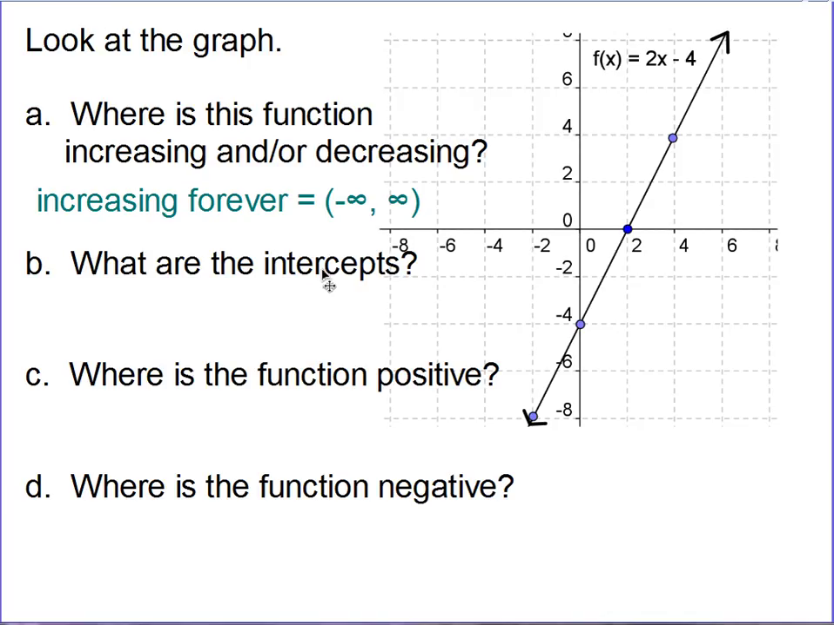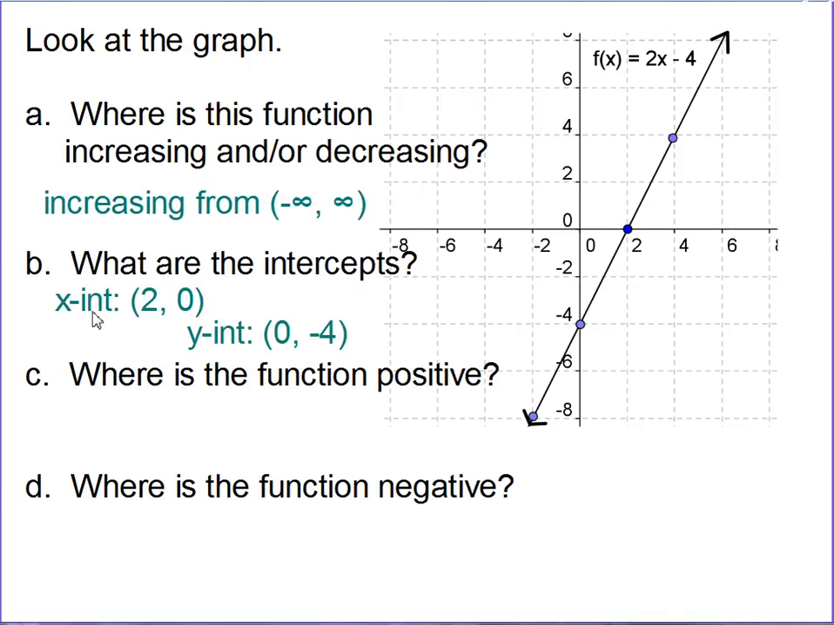Now let's look at the intercepts. We have an x-intercept right at 2, and we have a y-intercept down here at -4. So we say the x-intercept is at 2, 0, and the y-intercept is at 0, -4. Positive, again, in this instance, means above the x-axis. So where does this graph start being positive, and where does it stop being positive? Doesn't it start being positive where x is 2 and extends forevermore? So we say over the interval from 2 to infinity.